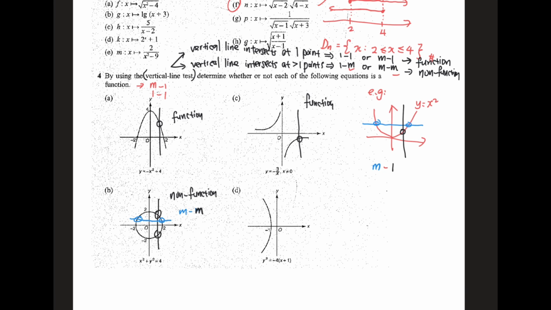So for this, if I draw a vertical line, I intersect at many points, so this is non-function. Non-function, non-function. Why? Because if I draw a horizontal line, I realize it intersects at 1 point. So actually this is a 1 to many relation, which is non-function. Okay. So page 7, nothing to highlight here. Let's move on.